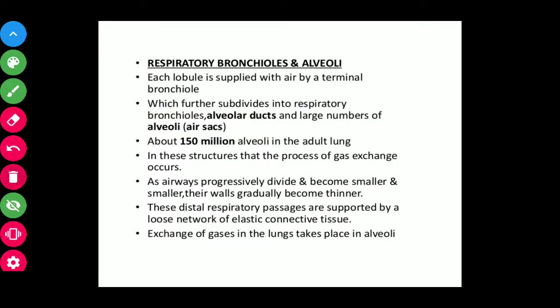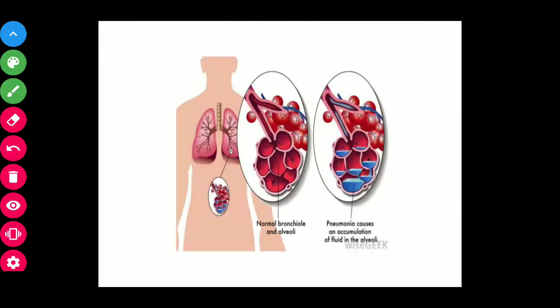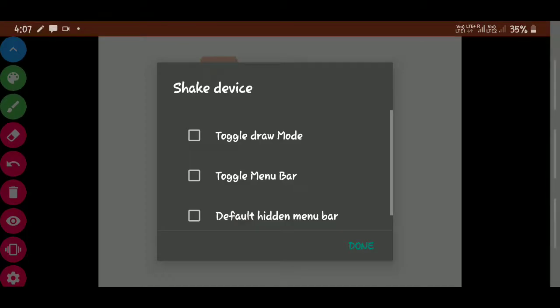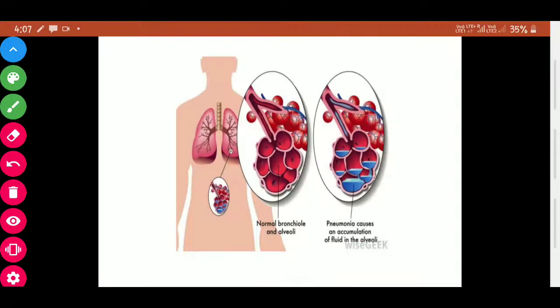Each lung has about 150 million alveoli in the adult lung. In this structure, the process of gas exchange takes place in the alveoli. As airways progressively divide and become smaller and smaller, their walls gradually become thinner. These distal respiratory passages are supported by a loose network of elastic connective tissue, and exchange of gases takes place in the alveoli, remember.